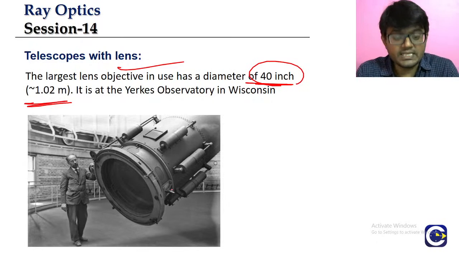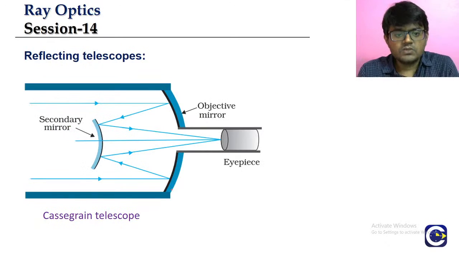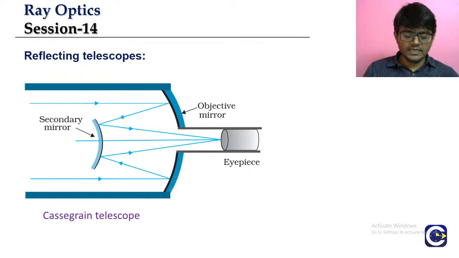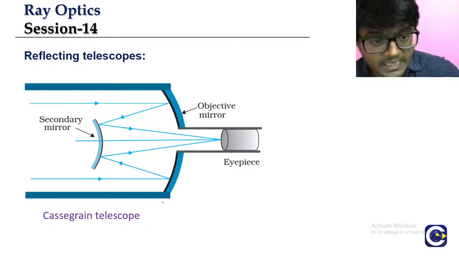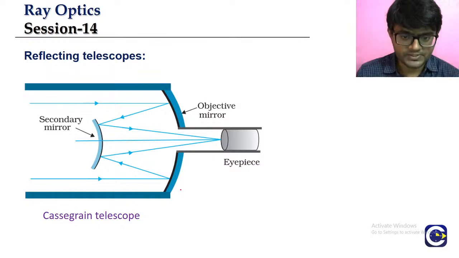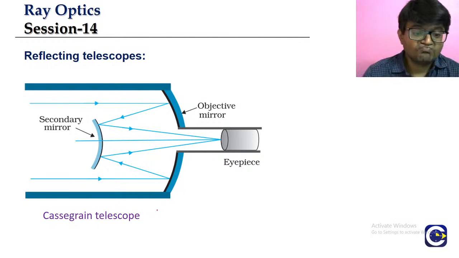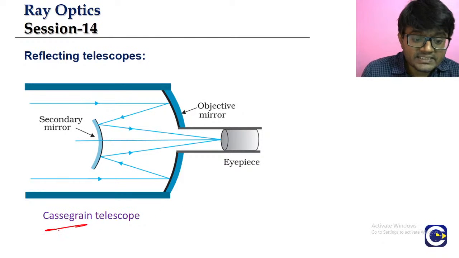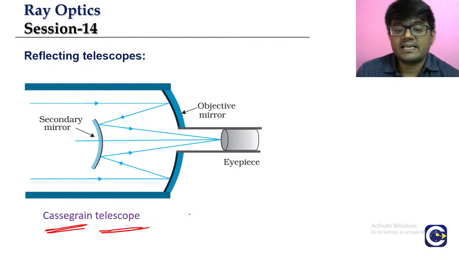There is an alternative approach to design a telescope, and that is by using mirrors. Instead of using lenses, we can design a telescope by using mirrors. So what are these telescopes that are designed by using mirrors? They are generally called reflecting telescopes. And one such reflecting telescope is this Cassegrain telescope.